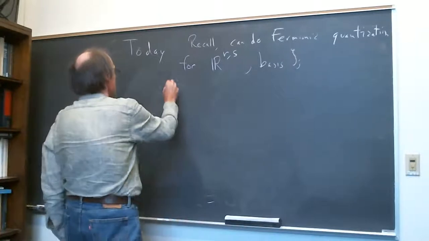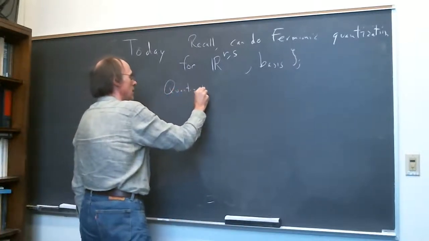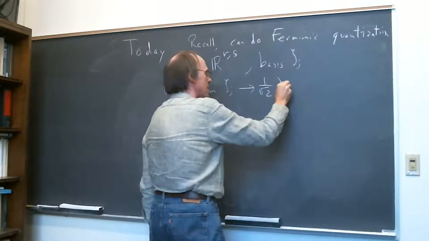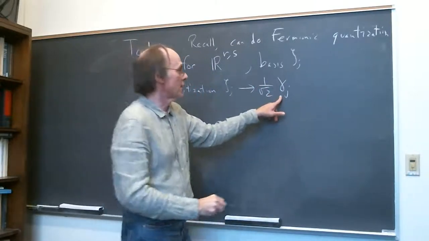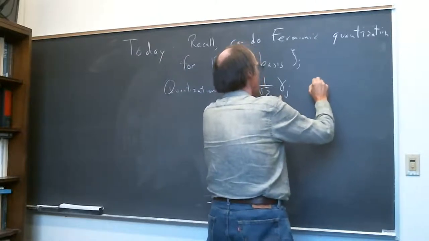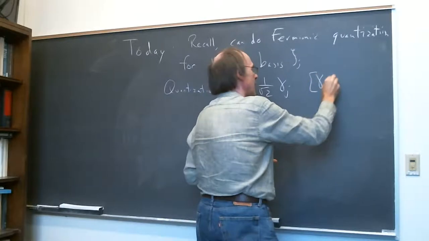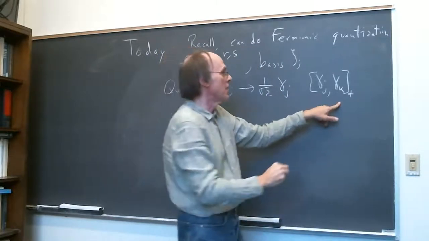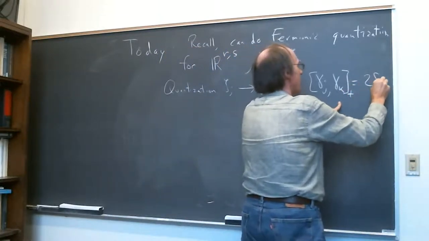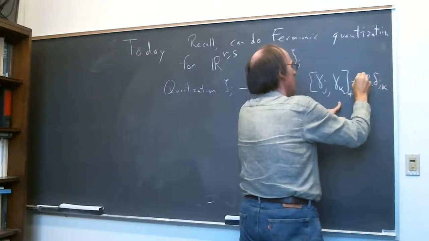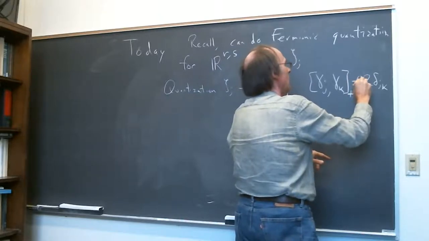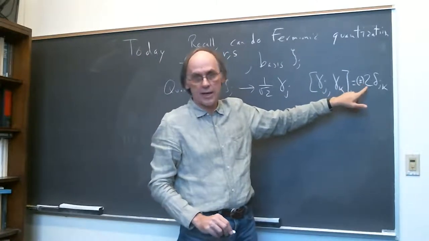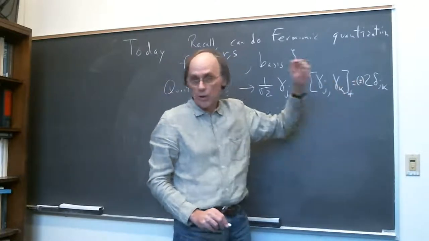And then in quantization, the gamma j satisfy that the anti-commutator of gamma j and gamma k is 2 delta jk, but with a plus or minus there. Depending upon whether you're one of the R pluses or one of the S negatives, you're going to have a plus or minus.